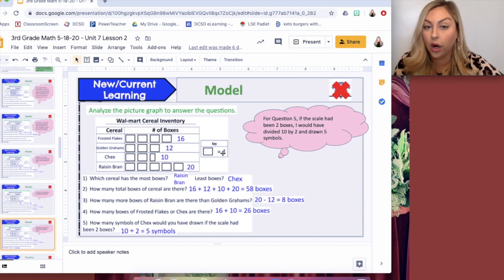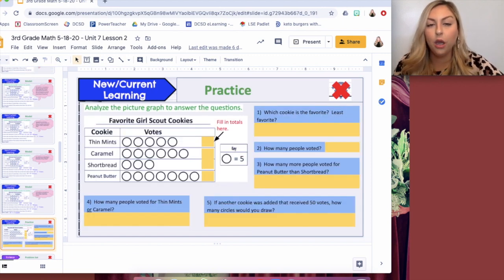Next is, how many symbols of Chex would you have drawn if the scale was 2 boxes? So our scale was 4. How many would we have had to have drawn if they were worth 2? So we would do 10 divided by 2, which would have been 5 symbols. All right, so now it's your turn.